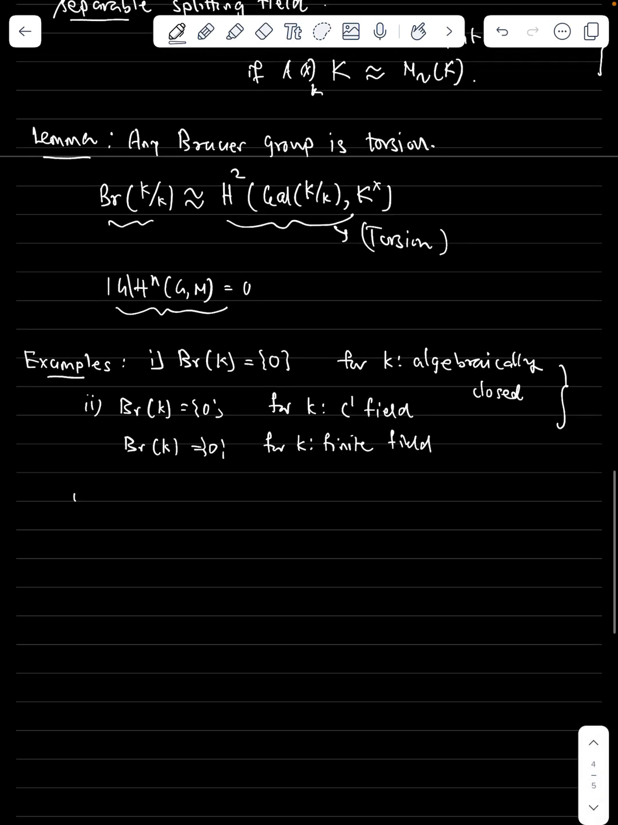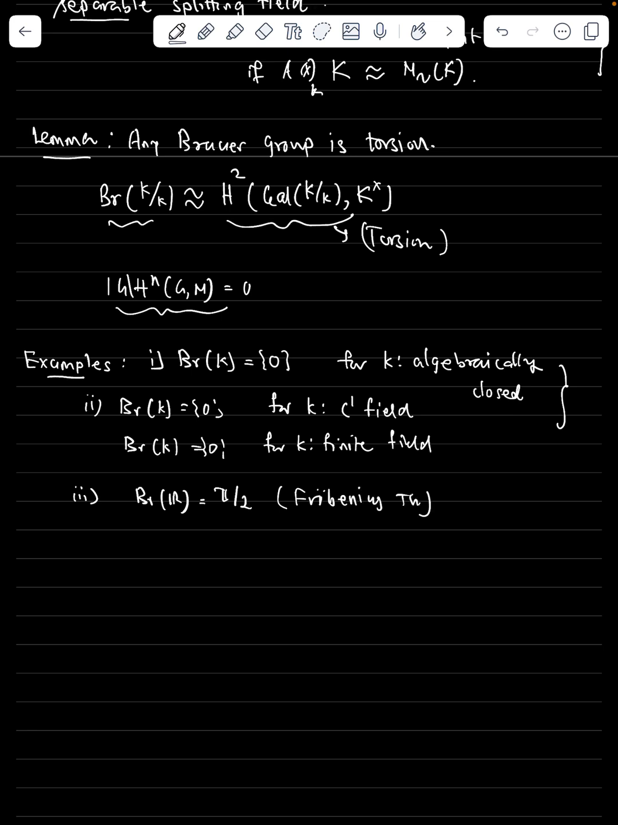The first non-trivial example is the Brauer group of the field of reals, and this is actually isomorphic to Z mod 2. This is due to the Frobenius theorem. What does it say? It says that there are no central simple algebras over R except the quaternion algebras. So let me write this. What's the Frobenius theorem?